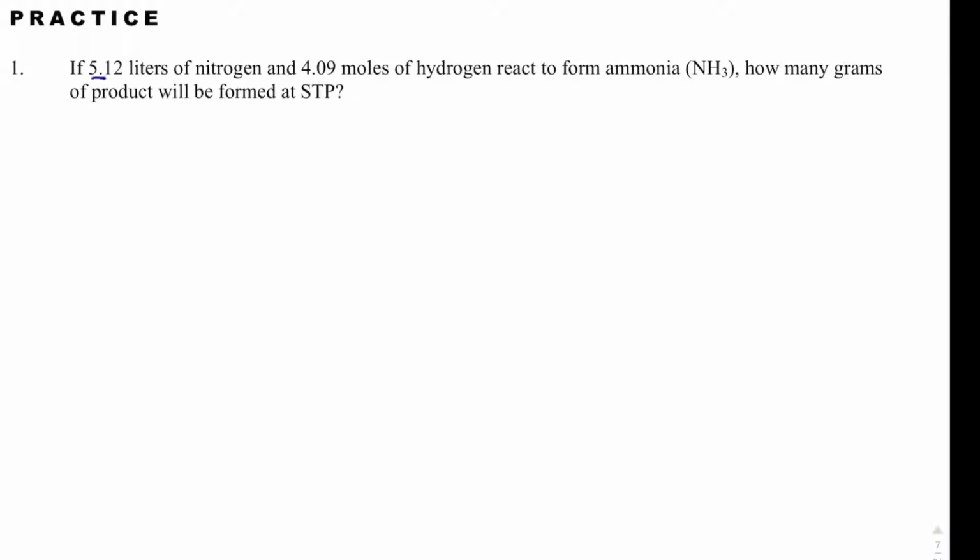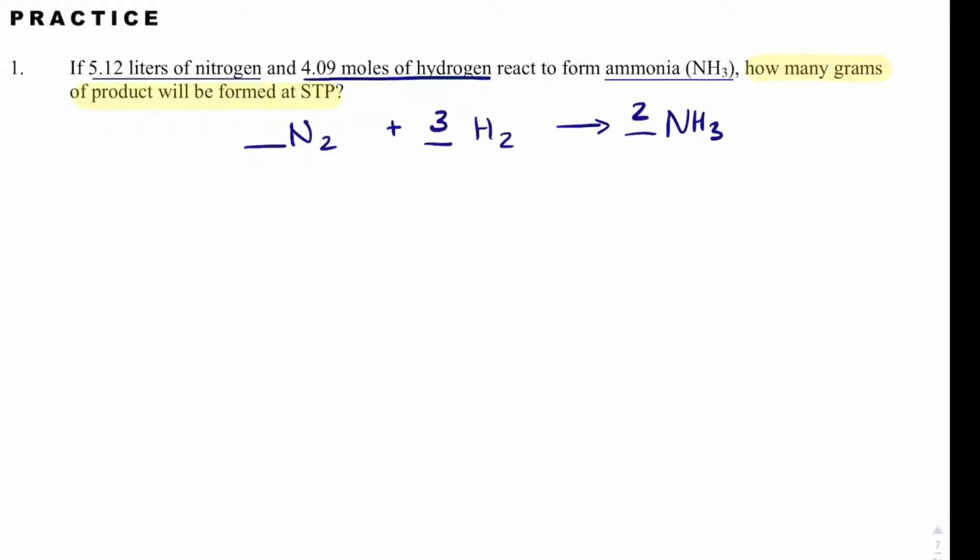We are given 5.2 liters of nitrogen and 4.09 moles of hydrogen. They react to form ammonia, which is in window cleaner, and we want to know how many grams of that ammonia, that product, will be formed at STP. So the very first thing we need to do is we've got to have a reaction. It's very hard to do anything in chemistry without the reaction. So we're going to take nitrogen. It's going to react in a synthesis reaction with hydrogen to produce NH3, and we need to have this balanced. I already have it balanced. And step one for figuring out the limiting reactant is get moles.